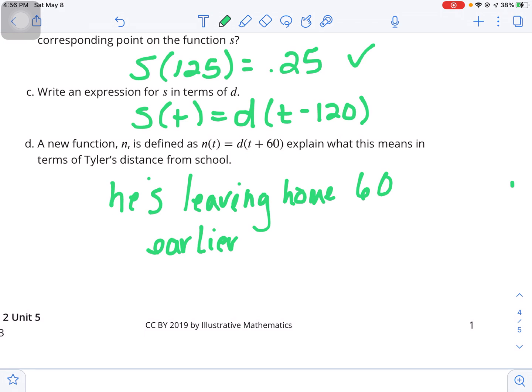Because you're adding 60 minutes to the time, he's leaving 60 minutes earlier. He's leaving home 60 minutes earlier.